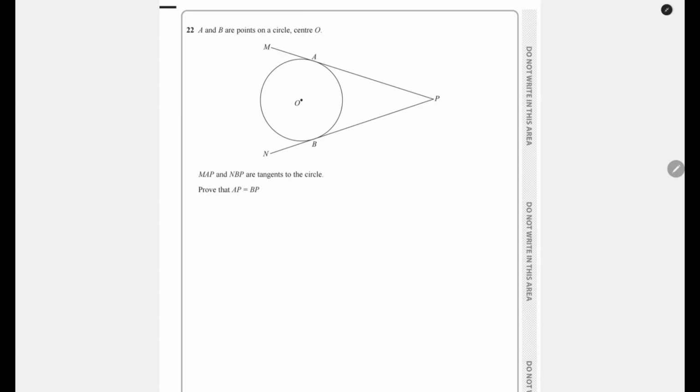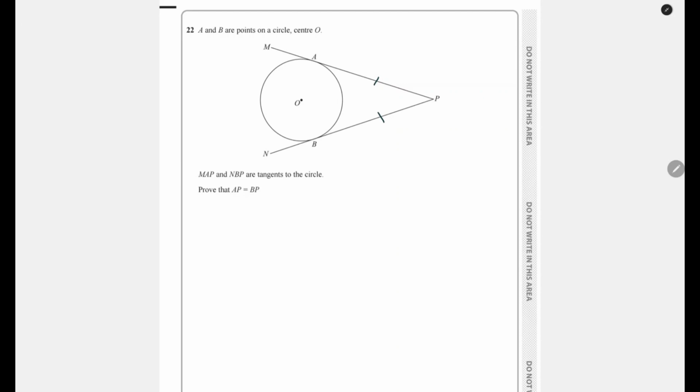Question 22 is about circle theorems, and more specifically, proofs of circle theorems. They tend to give big marks, so it's really important that we understand all of our circle theorems and are able to prove them. So it says A and B are points on a circle, center O. MAP and NBP are tangents to the circle. Prove that AP is equal to BP. So it's asking us to prove that AP is equal to BP.